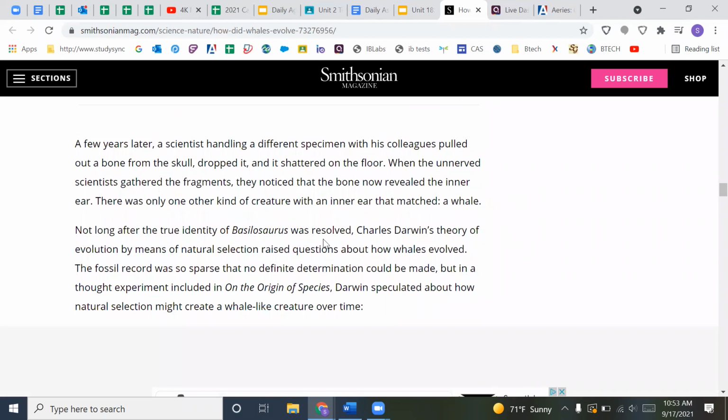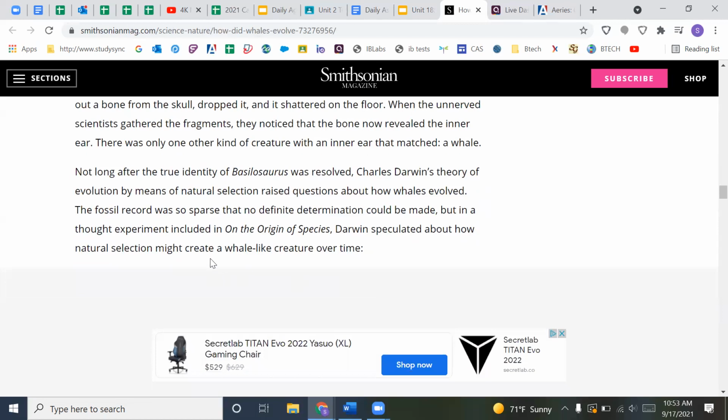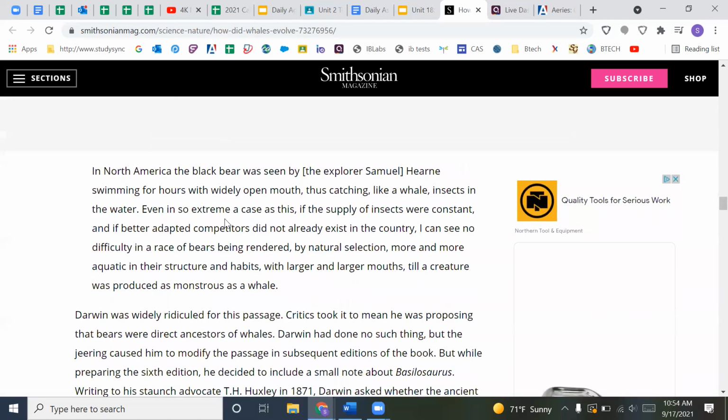So basically it says here, not long after the true identity of Basilosaurus was resolved, Charles Darwin's theory of evolution by means of natural selection raised questions about how whales evolved. The fossil record was so sparse that no definite determination could be made. But in a thought experiment included in On the Origin of Species, Darwin speculated about how natural selection might create a whale-like creature over time.